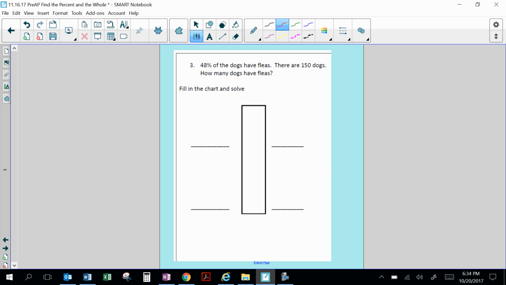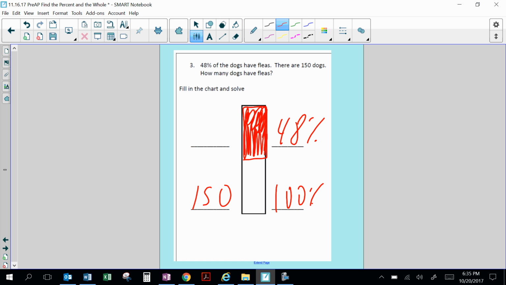Number 3, 48% of the dogs have fleas. So let's shade in 48%. Is that more than half or less than half? That is a little less than half. So 48% have fleas, out of how many percent? 100%. There are 150 dogs. How many dogs have fleas? Do the 150 represent 48% or all of the dogs? All of the dogs, 100%.